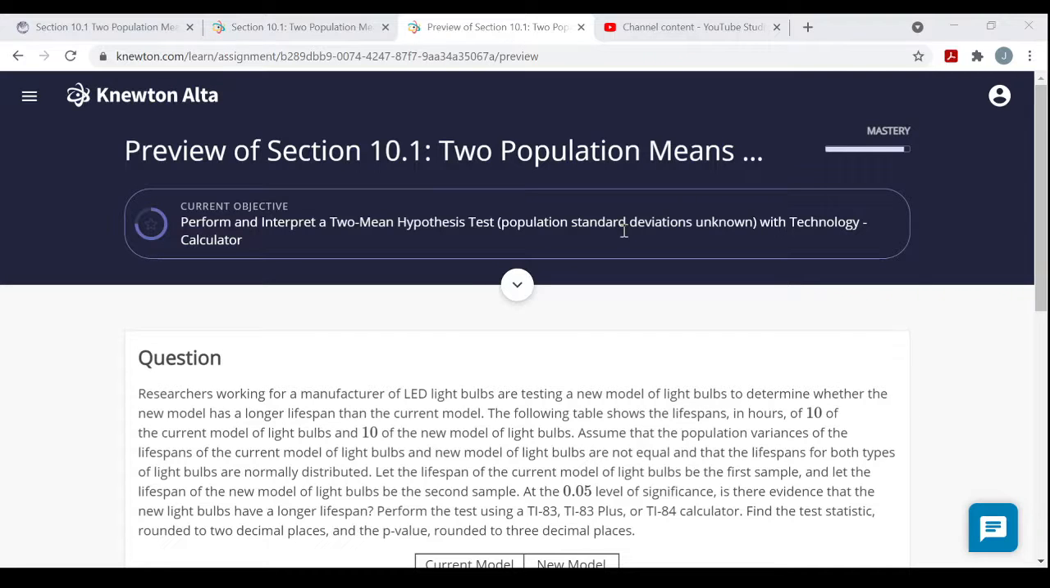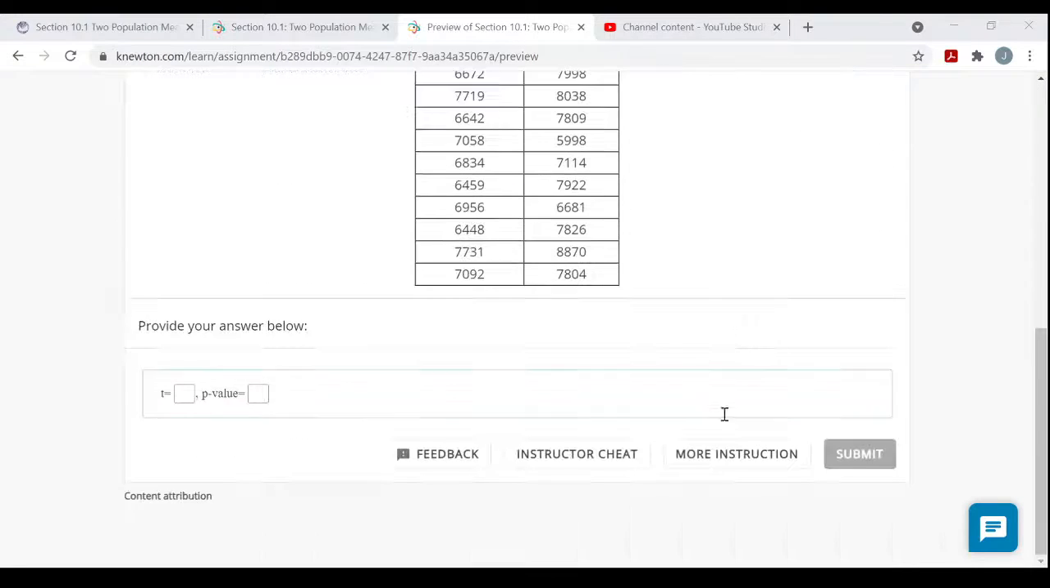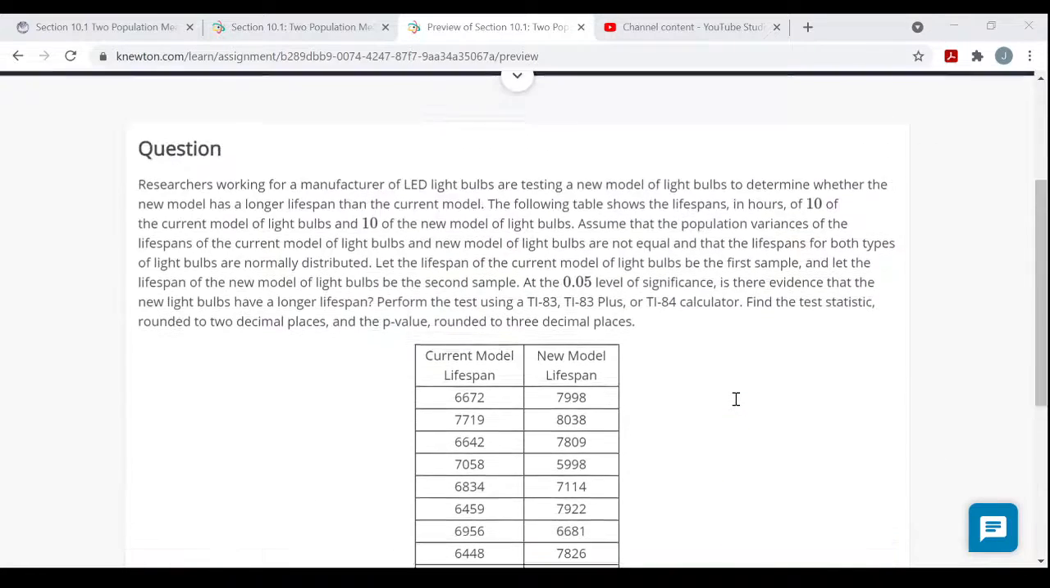If you want to see more about how they're doing it on the calculator, just click on more instruction, look at their videos, their notes, their examples, and hopefully those help you out.